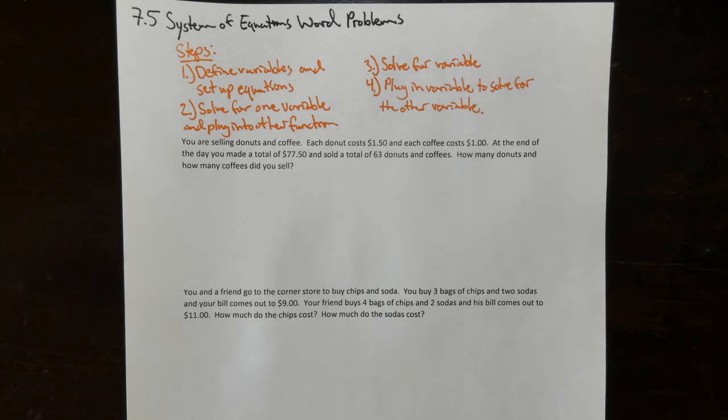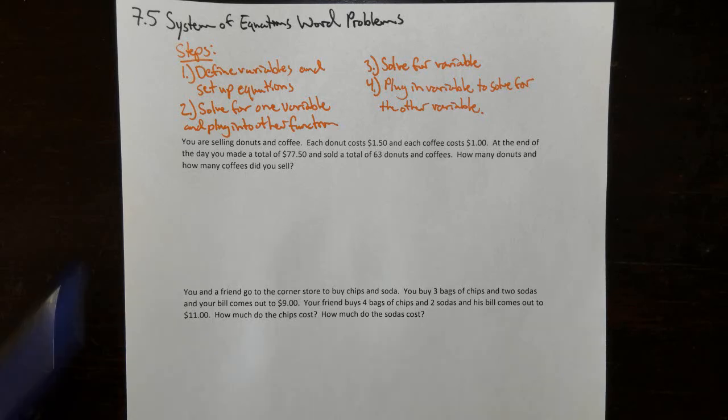Hello class, today we're on 7.5 System of Equations word problems. So we're working with systems of equations, and systems of equations can actually be written as a matrix. So that's where the similarity comes in from matrices that we're working on. But now we're going to be working on word problems.